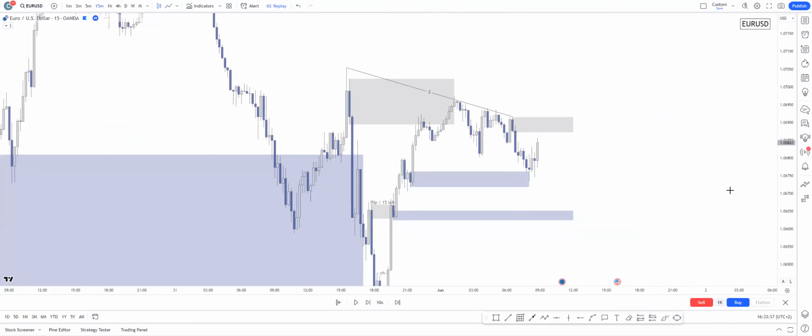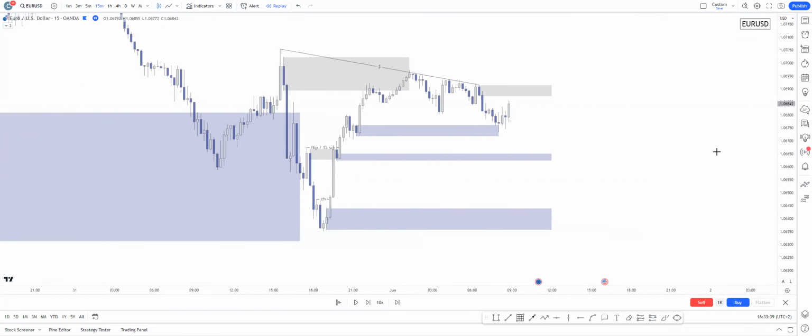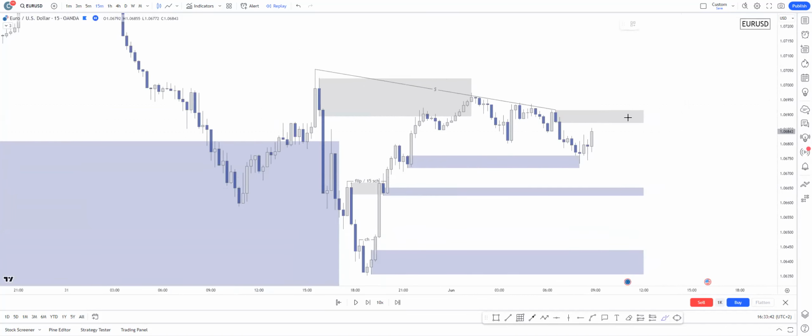All right, so what can we expect in this session? Well, we can expect a reversal from this supply area, but I wouldn't really look for sells at this point.